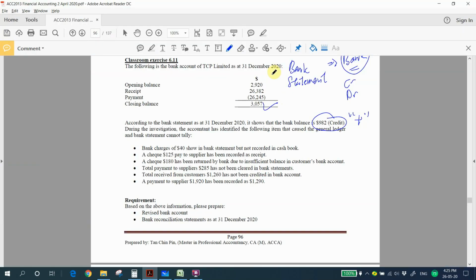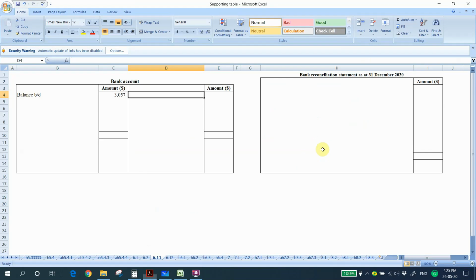Next, we look at the additional information to see whether it requires adjustment in the bank reconciliation or in the revised bank account. Bank charges of 40 show in the bank statement but are not recorded in the cash book. It means that this is an omission in your GL, right? So we have to record this. Bank charges go on the credit side because this will reduce your bank balance.